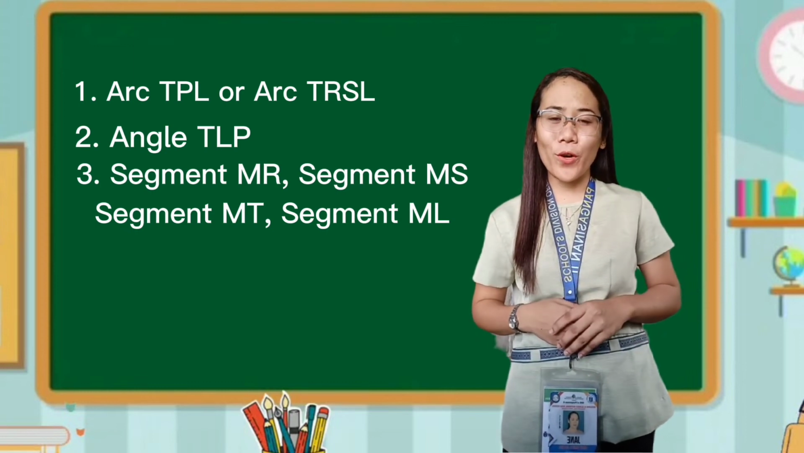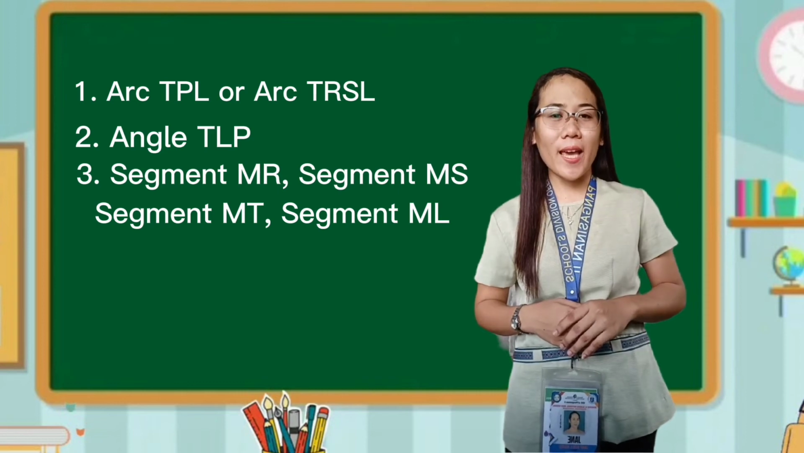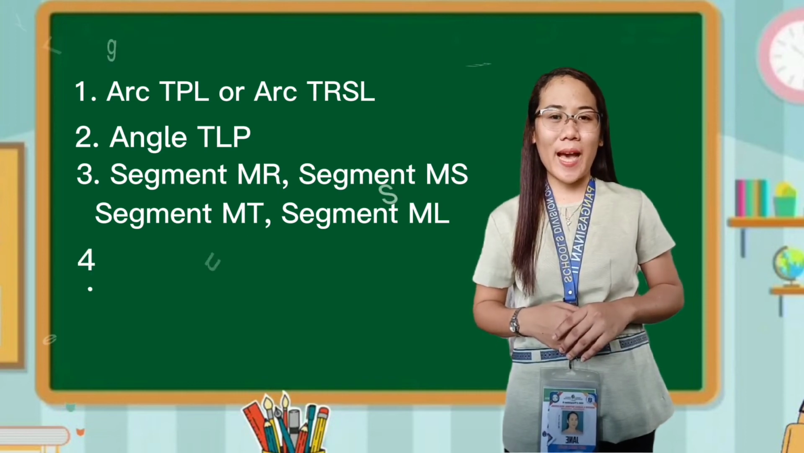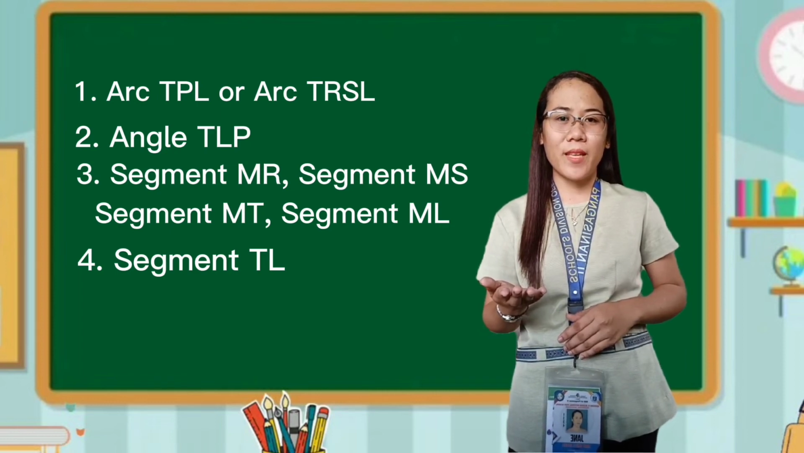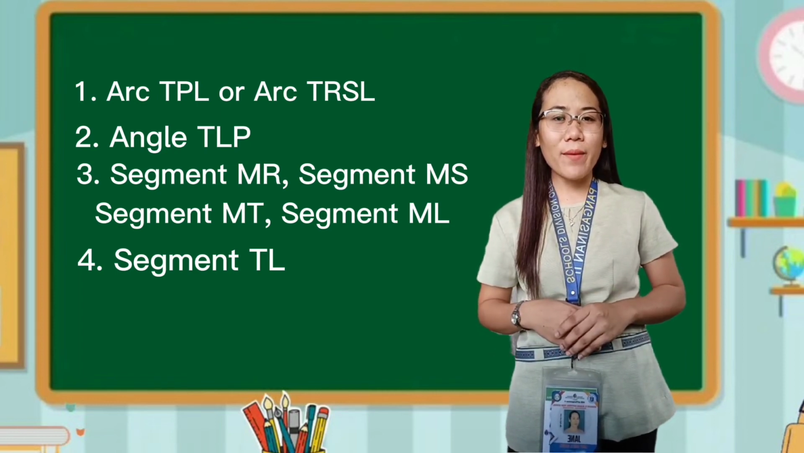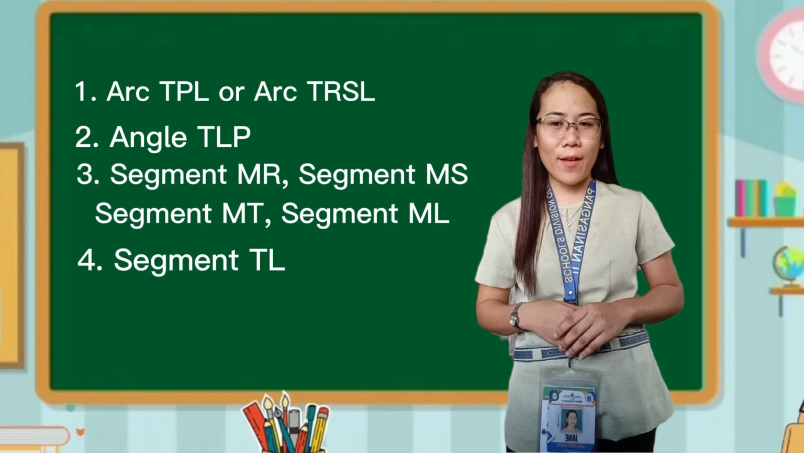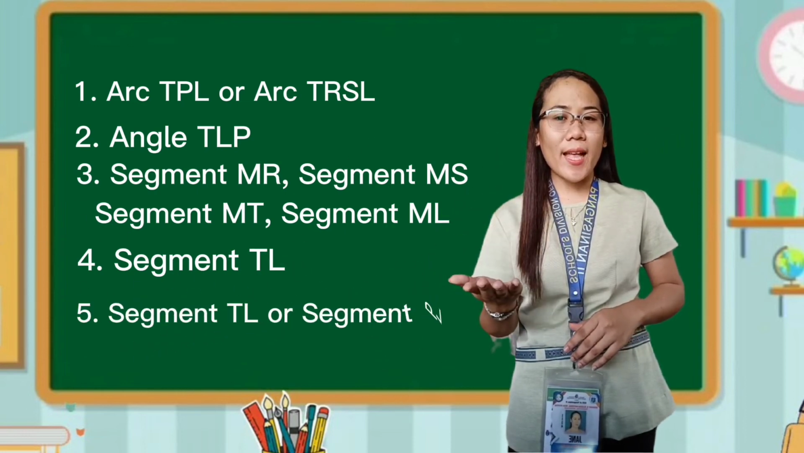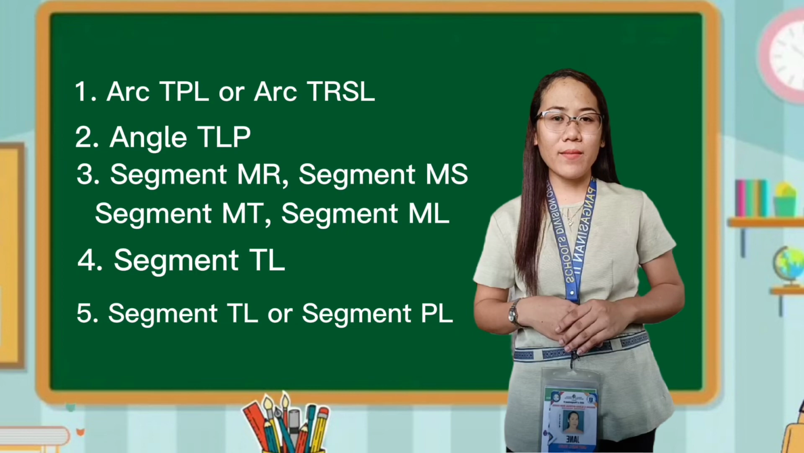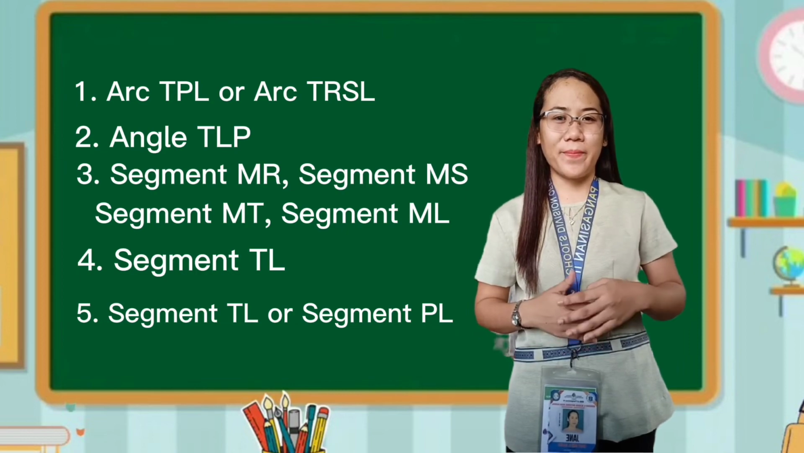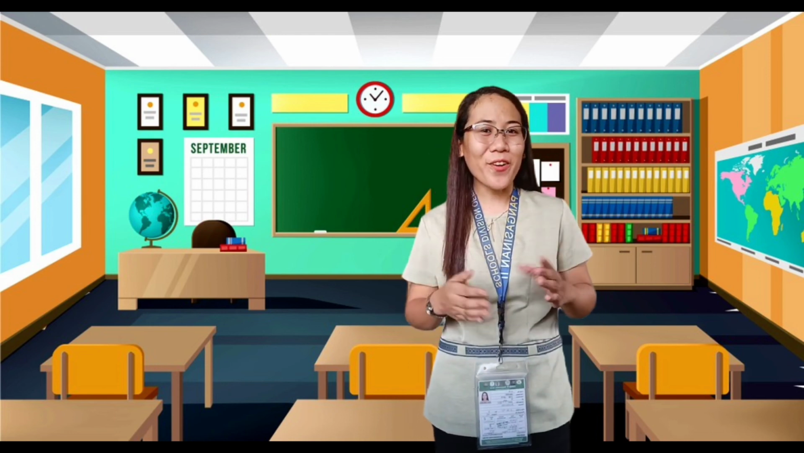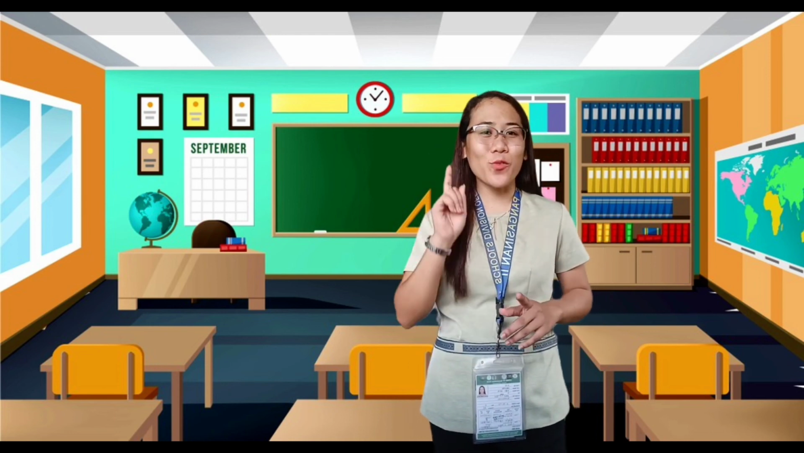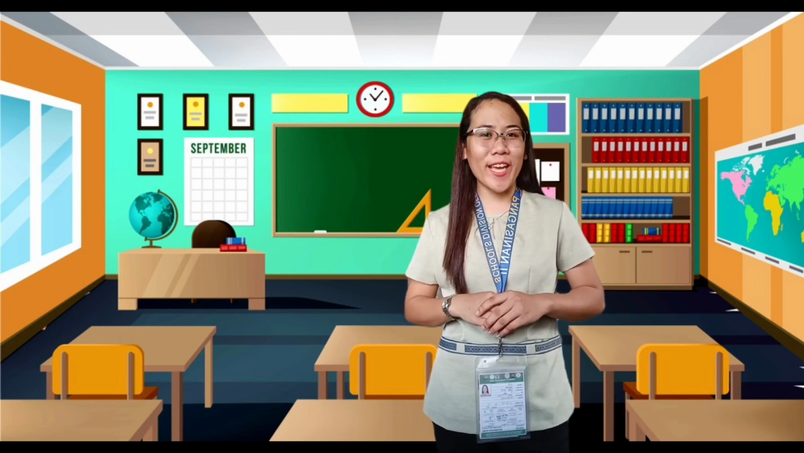How about number 4? Name a diameter. So we have the segment TL. And the last one, name a chord. We have segment TL or segment PL. Did you get the correct answers? That's great! I hope you enjoy and learn something from that activity.